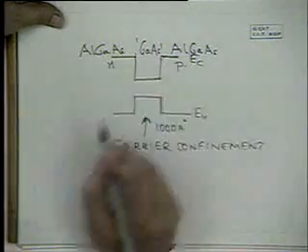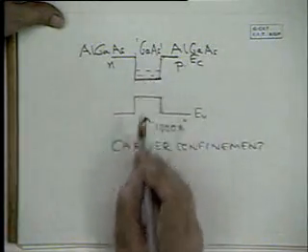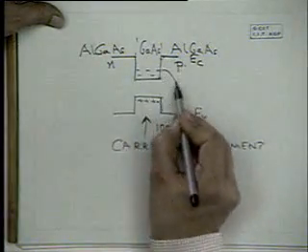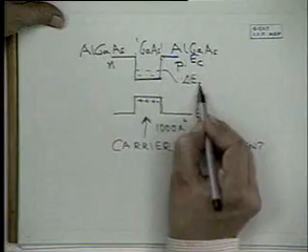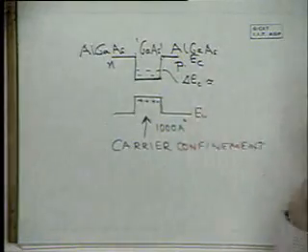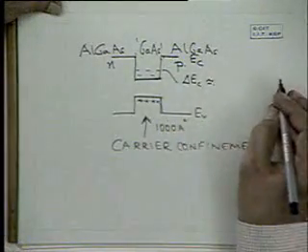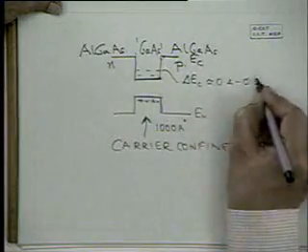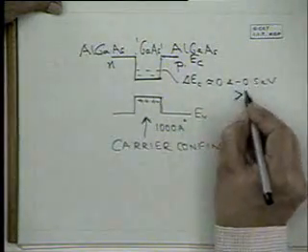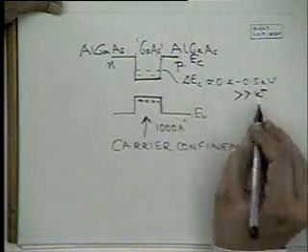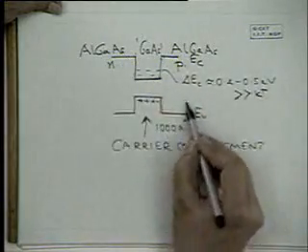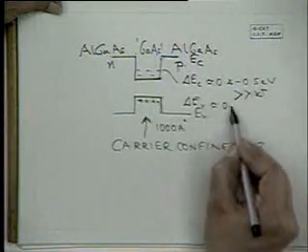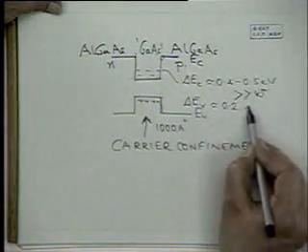These barriers for electrons and holes are much larger than kT. Delta EC could quite easily be of the order of 0.4 to 0.5 electron volts, so the electrons cannot get out, and delta EV here is typically about 0.2 electron volts.